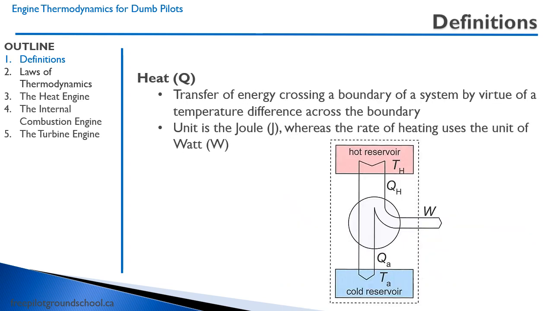Let's talk about heat. So this gets a bit more complicated. Heat is the transfer of energy crossing a boundary of a system by virtue of a temperature difference across the boundary, right? So if we have something that's hot and something that's cold, you're going to be heating something up. So you touch, let's say, a warm stove or something like that. That's kind of the hot reservoir, and then it heats you up. Okay, and that's what happens when we're talking about heat. And the unit is the joule, whereas the rate of heating would be the watt. Okay, so a watt is a joule per second.